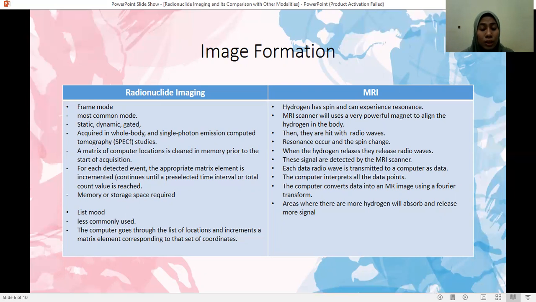And the list mode is less commonly used. Nowadays, it is not used very much, okay? And the computer goes through the list of locations and increments a matrix element corresponding to that set of coordinates.